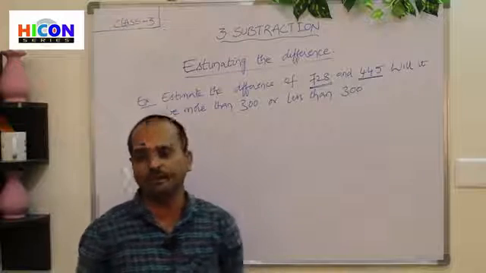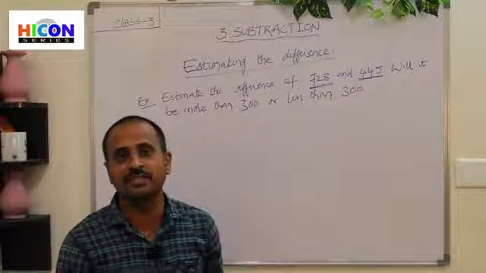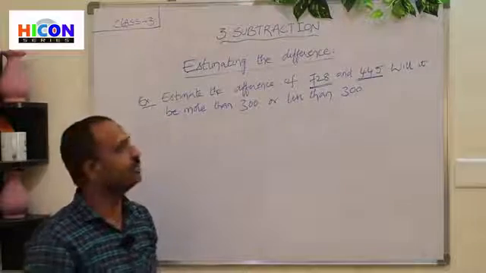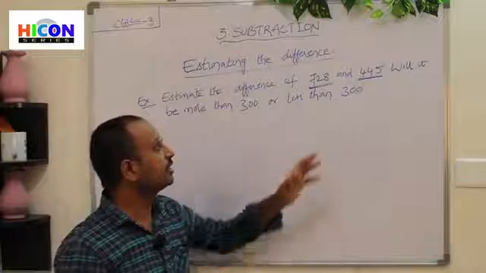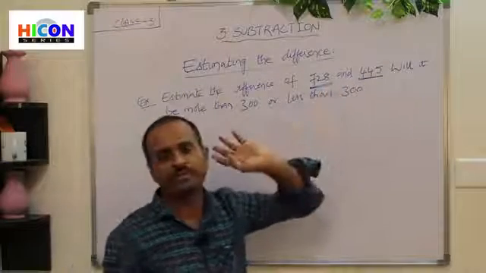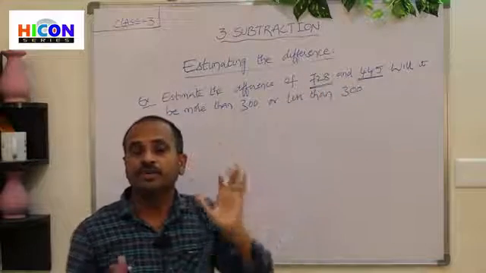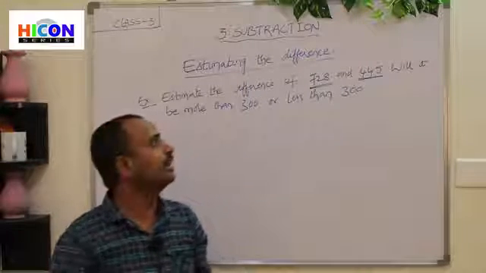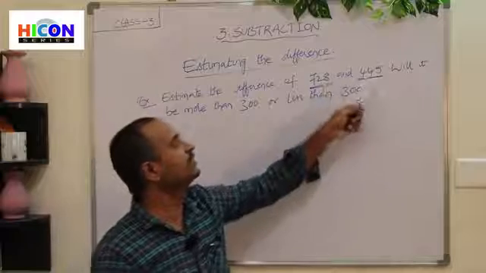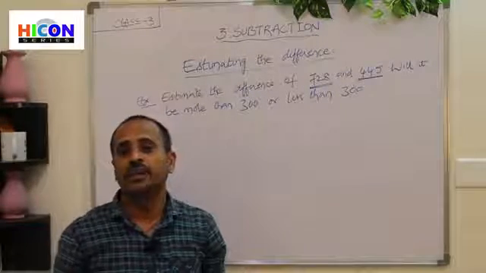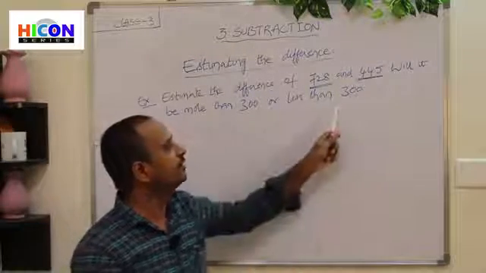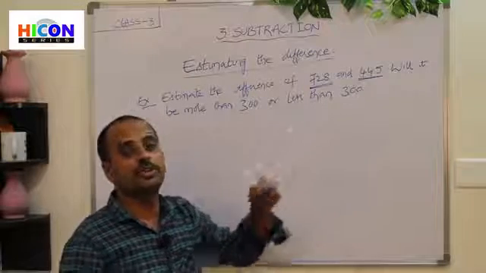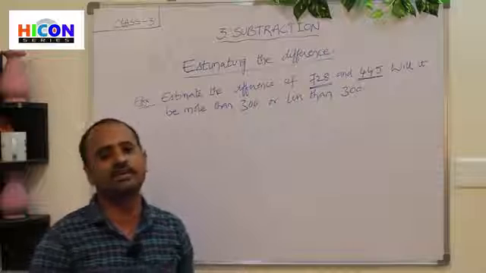Difference means subtraction. That means we have to do subtraction for these two numbers. But we should not do the subtraction. Without doing subtraction, we have to estimate the difference of these two numbers, and we have to compare that difference with another number, 300. That means the difference is less than 300 or more than 300.